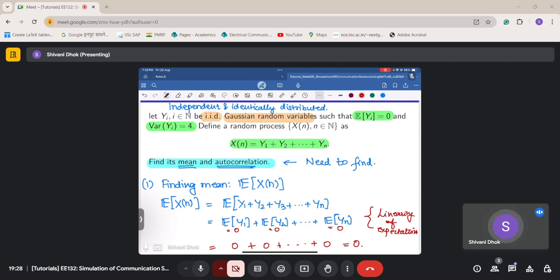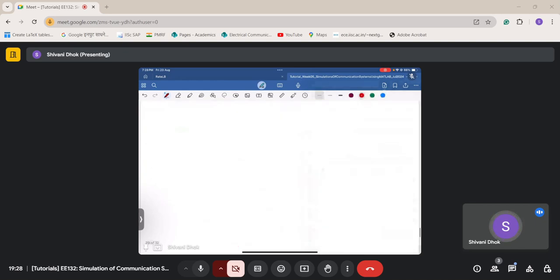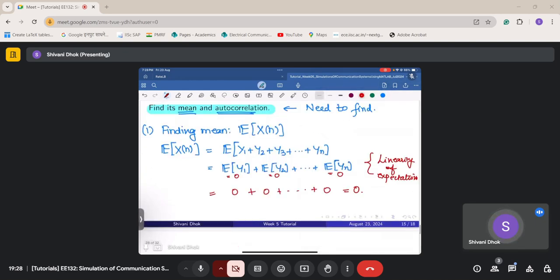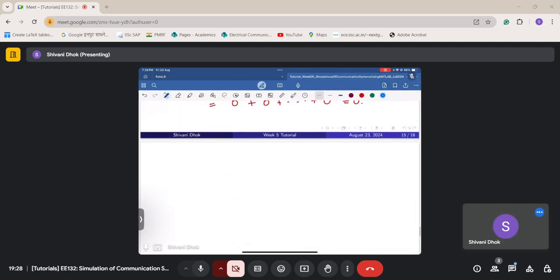If it is clear here, then let me move on to the second part. Next we need to figure out what is, sorry, what is the autocorrelation function. Okay, let me add a page here. So next thing we need to find out is the autocorrelation function.